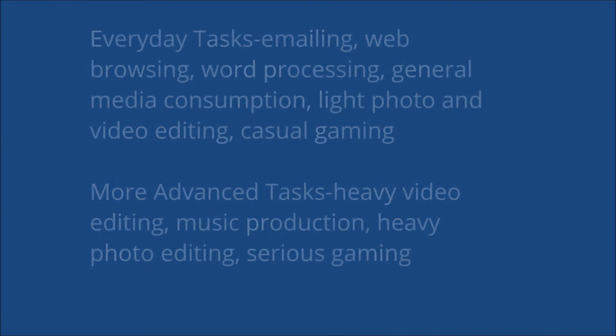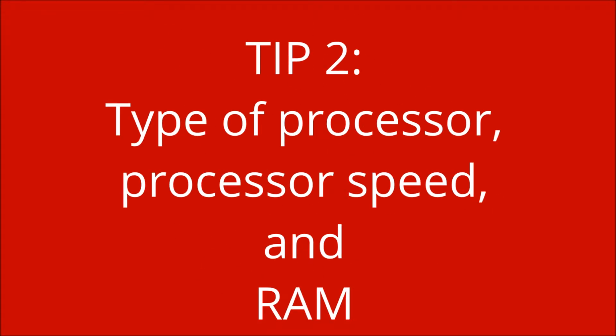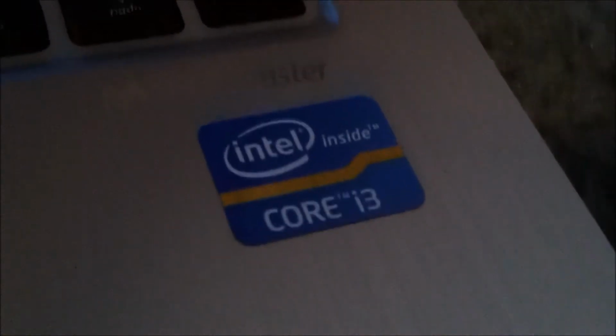My second tip is look for the type of processor, the processor speed, and the RAM. Usually you'll find a little sticker at the bottom corner of the laptop, either the left or right on the palm rest, that tells you what kind of processor it is. Here we have an Intel Core i3. And types of processors are either AMD or Intel.